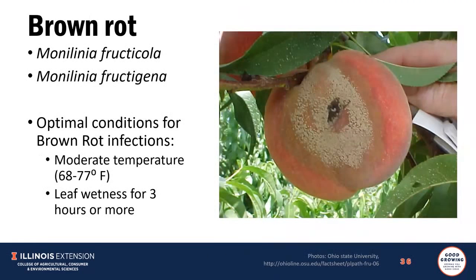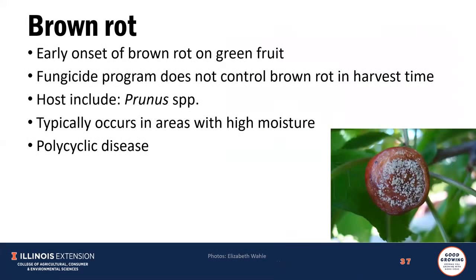Brown rot, another common disease for peach, probably one of the most common diseases. A lot of these diseases, when the leaf wetness exceeds a certain threshold, that's whenever you see the particular disease. So if we have a particular dry season, you don't see as many fungal diseases. But the early onset of this disease can appear on green fruit. Here we also see it on a sour cherry. It's a host for all of the Prunus species, so all of the stone fruit can be infected with brown rot, and it particularly happens with high moisture.